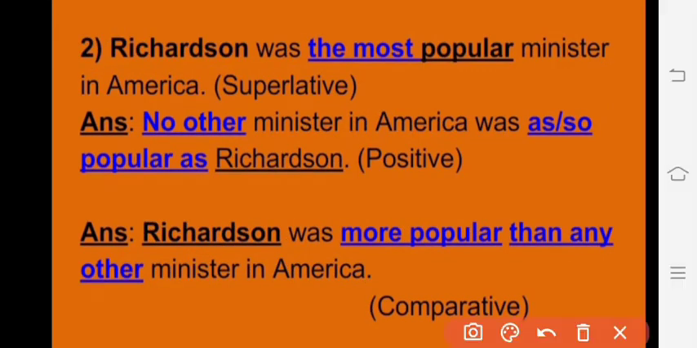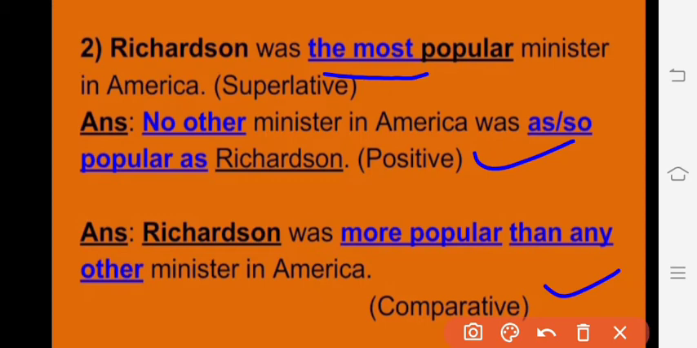Now we'll make it more clear with a second example. The first example contains the est, the greatest. Now this example contains the most. This is superlative degree. If the most is given in the sentence, and you want to convert into positive degree or comparative degree, how do you convert? That is the question. Some rules you have to follow, which I am going to explain. First question I am going to read: Richardson was the most popular minister in America.